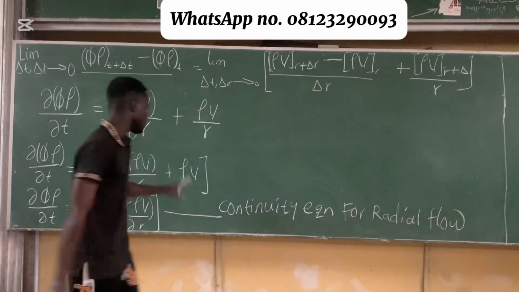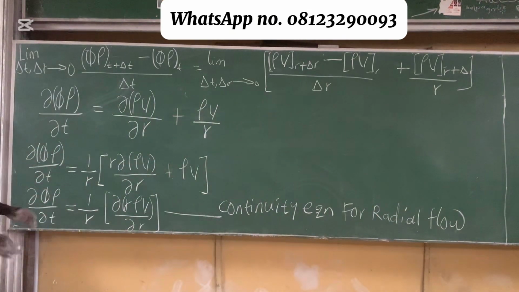So this equation becomes the continuity equation for radial flow.